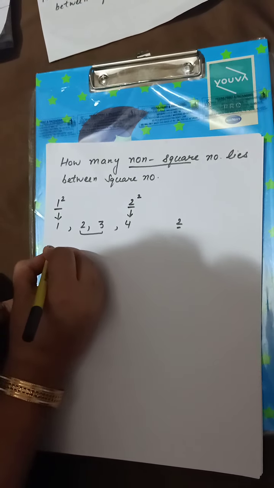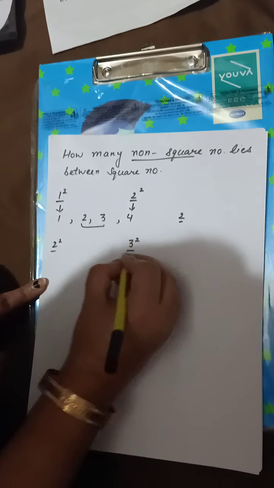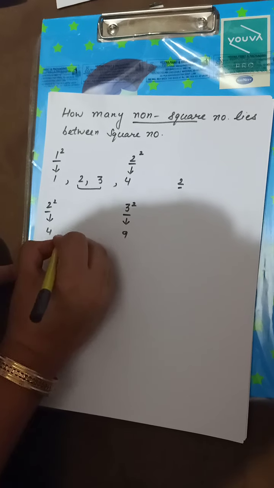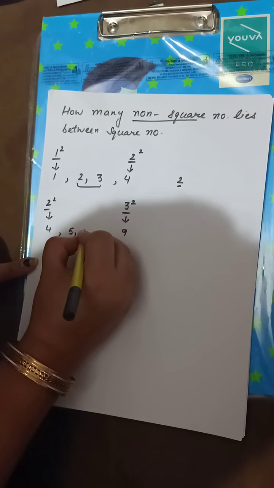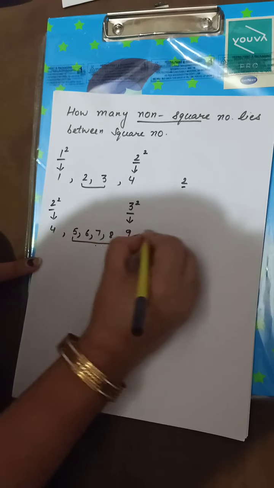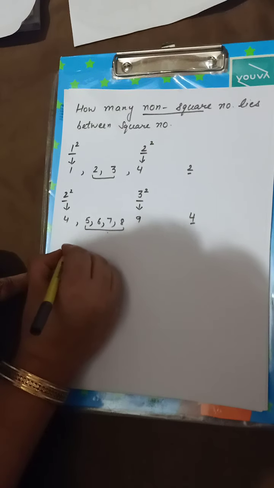We can take another example. 2 square and 3 square. These are square numbers. 2 square means 4 and 3 square means 9. So how many non-square numbers lie between them? 5, 6, 7, 8. It means 4 non-square numbers lie between them.